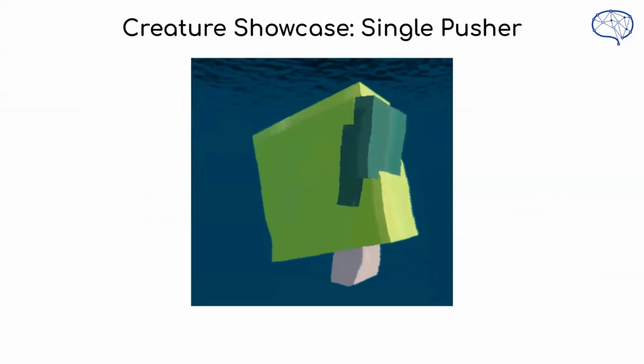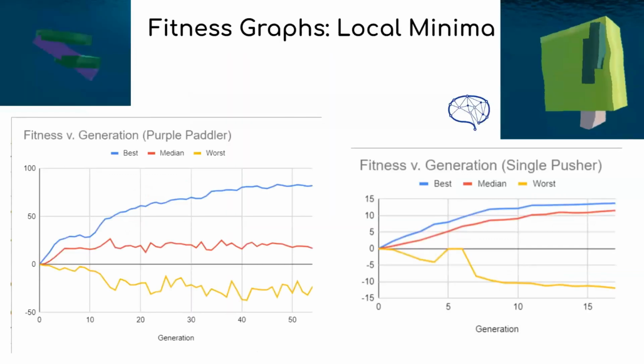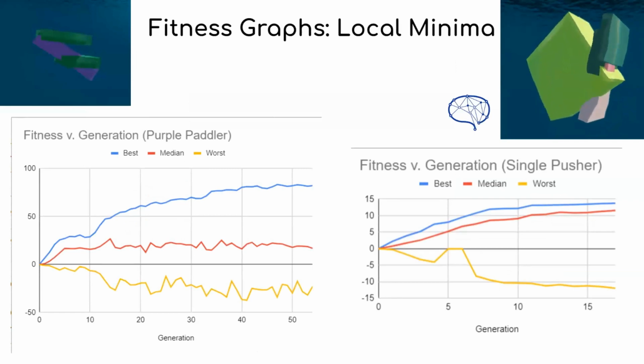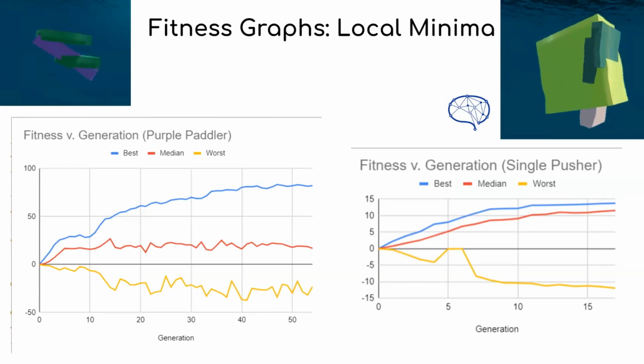And here is a creature that evolved non-oscillatory motion. For oscillatory creatures, note the longer time to converge to a higher maximum fitness. But the non-oscillatory single pusher reached a lower maximum fitness very quickly and is stuck in a local minimum. This creature was able to push itself forward once, but it can't move again. Our code currently doesn't have a method to account for this, so we'll be fixing this in the future.